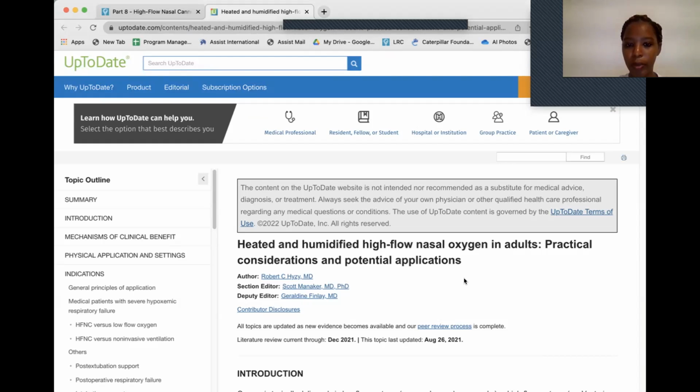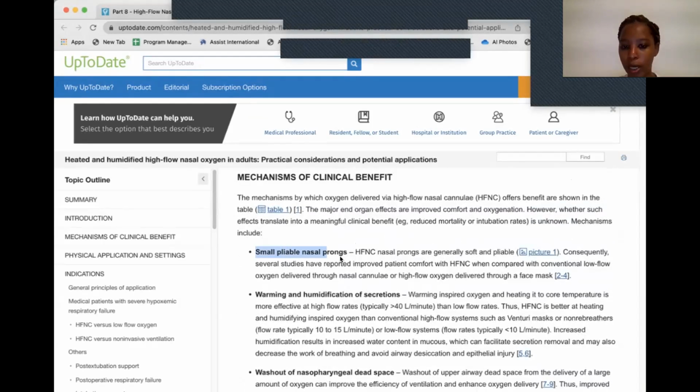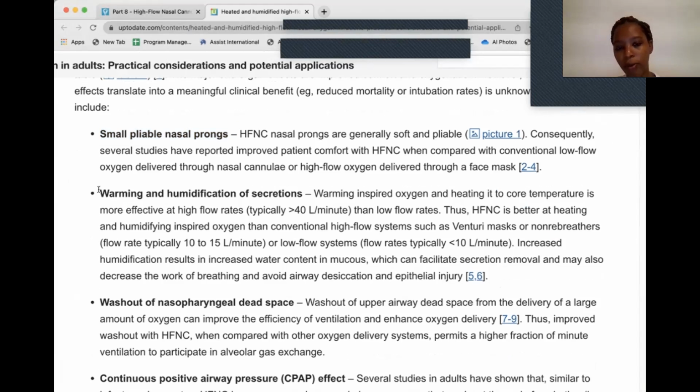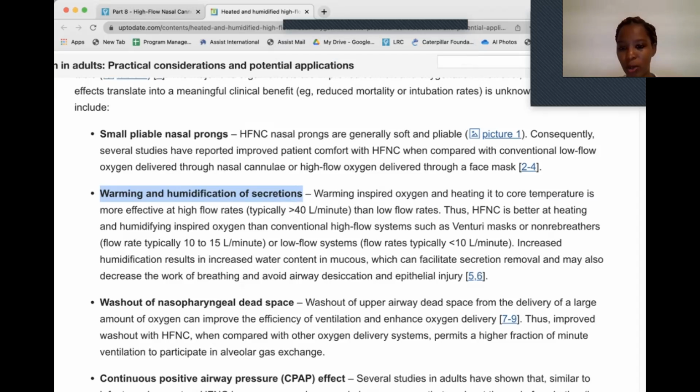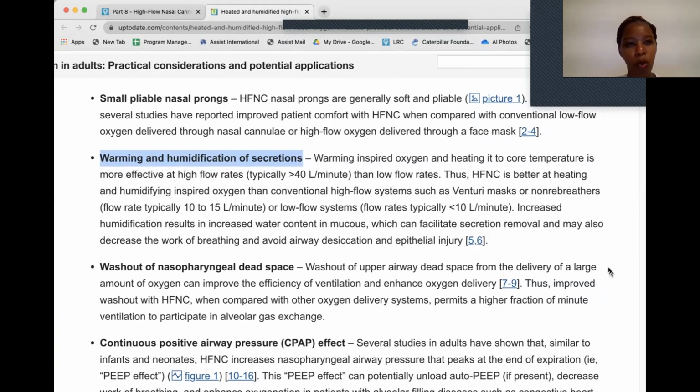Some of the benefits are that nasal cannulas are small pliable nasal prongs. They're very soft and they're easy to put on a patient. Then the fact that you're able to humidify the air, the flow is very high, so the air that goes in is already warm. So these patients have the advantage of already humidified air, so the patients don't dry up. And as we've noted with COVID, these patients have a lot of secretions. So if you're giving some warm air, it helps in loosening the secretions. So the patient is able to have lighter mucus instead of thick mucus, and you're able to remove the secretions easily.